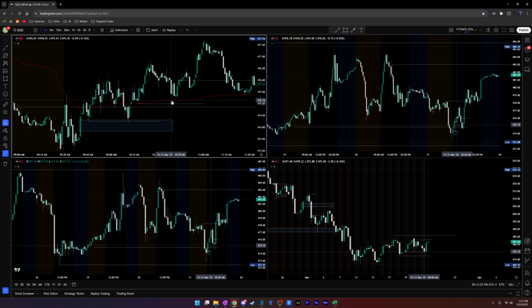Is there such a thing as a high probability trade? Yeah, of course. I'm not going to take a trade I don't think is high probability. Ideally, I want a trade that's at least 2-to-1 reward or 3-to-1 reward.